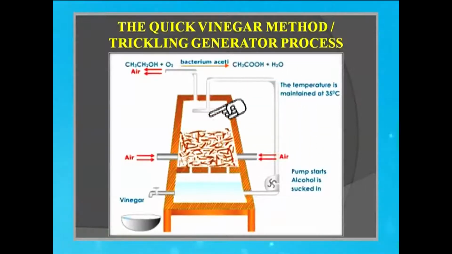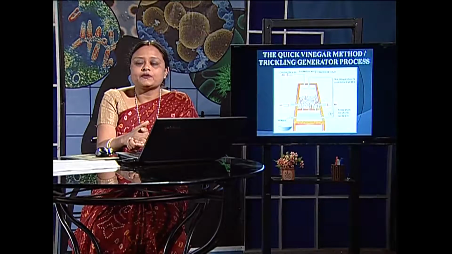to the top again. That trickles down and further allows for repeated cycles of trickling down and production of vinegar. When this percentage is approximately 12, then this pump is opened and vinegar can be collected. So this is a quick process and requires only 3 days compared to the slow process which we saw earlier.